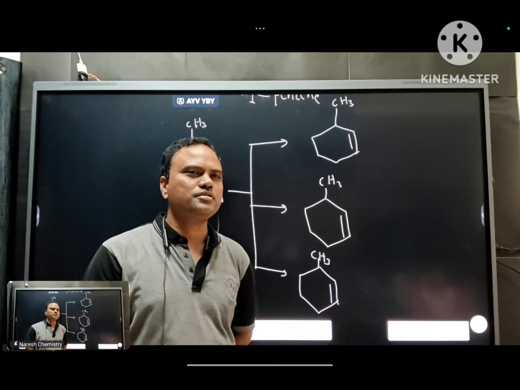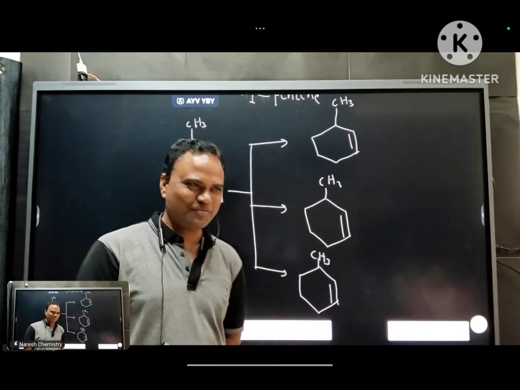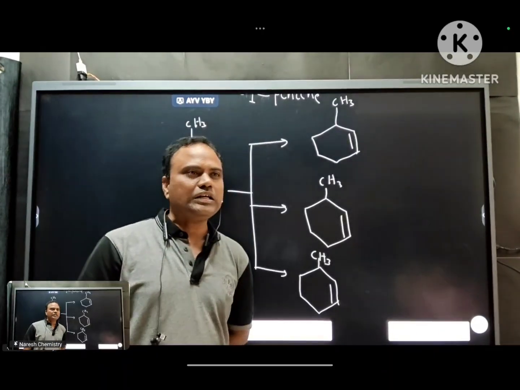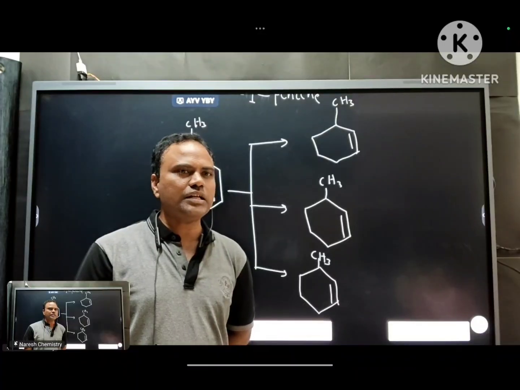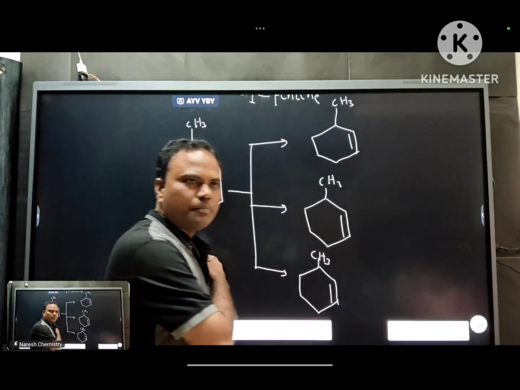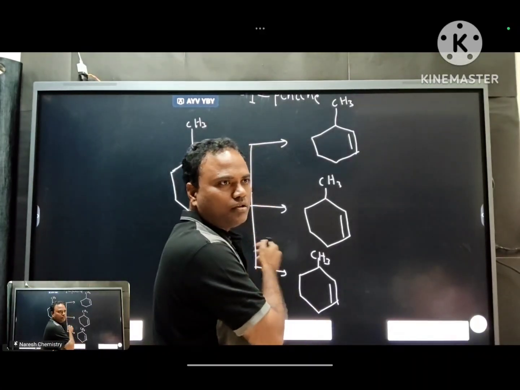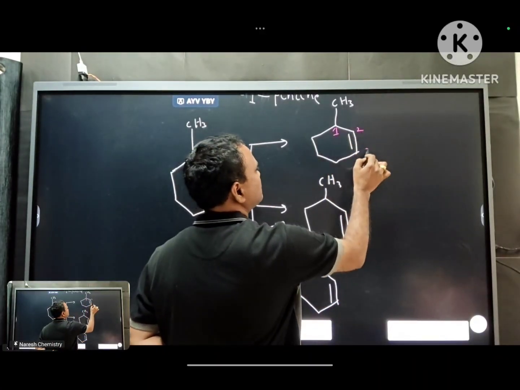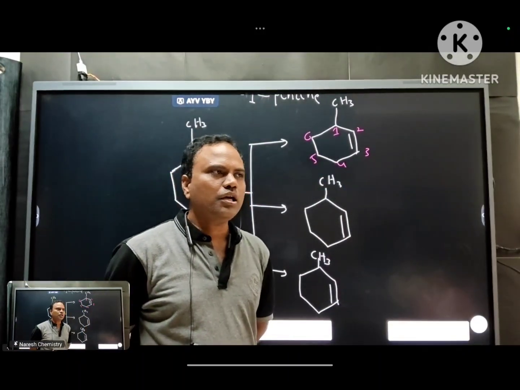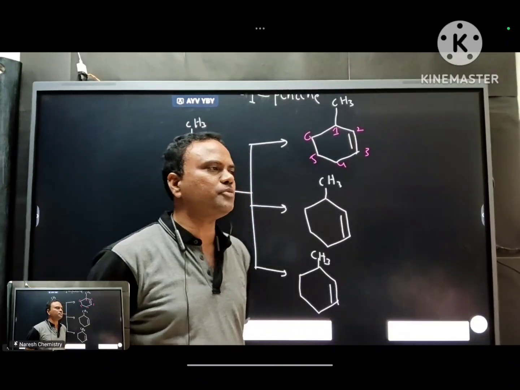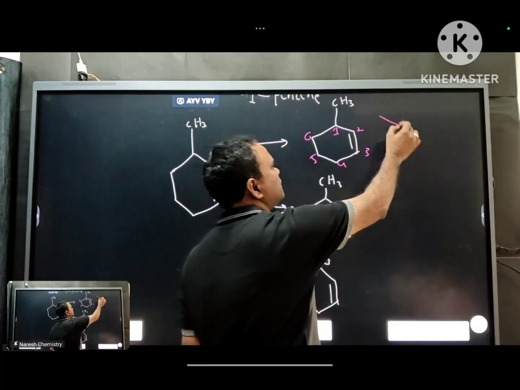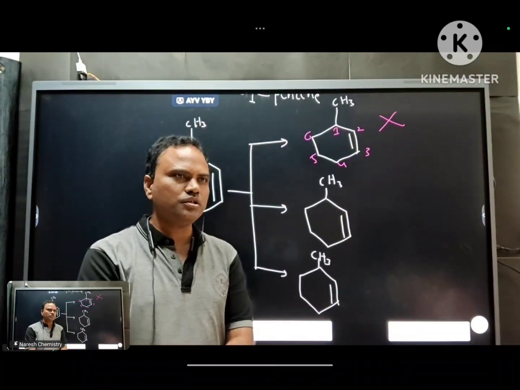Next example is this one. I won't say the name because we have to give the name. Try in all possible ways and select the correct way. First, start numbering from the methyl substituted carbon. See, this is absolutely wrong. Why? In alkenes, numbering should start from the double bonded carbon only. So this is wrong, no doubt. Very simple. We can eliminate the first possibility.